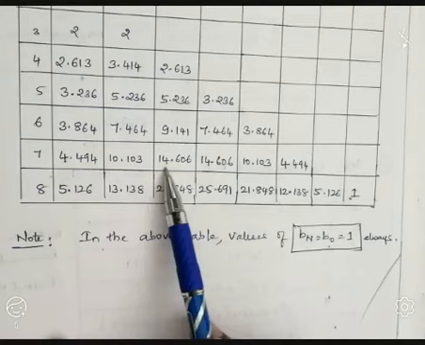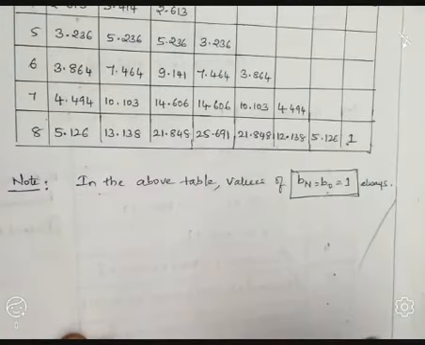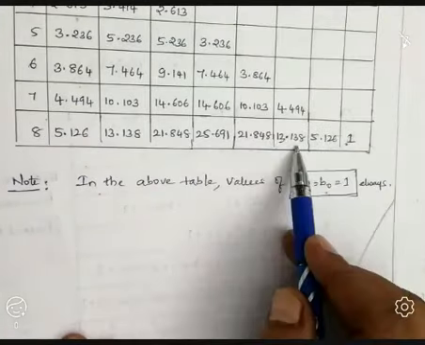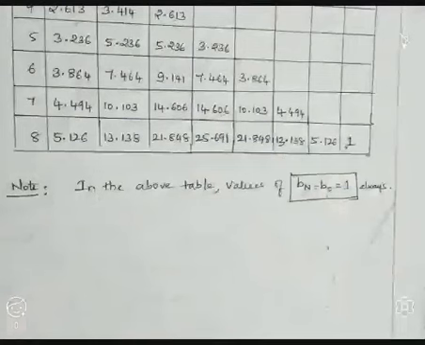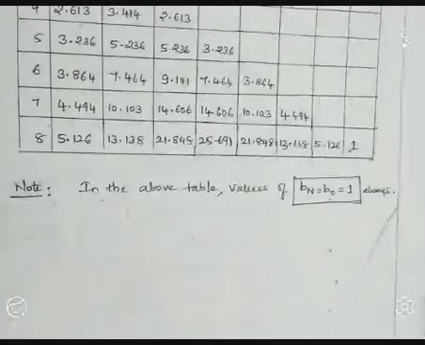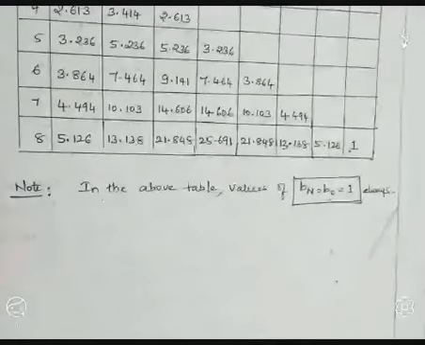13.138, sorry, this is 13.138. Next, 21.848, 21.848. Next, 25.691. So this is about the Butterworth filter. By using all these concepts, nothing but the system function, order of the filter, and poles, we have to calculate and design the low pass Butterworth filter.